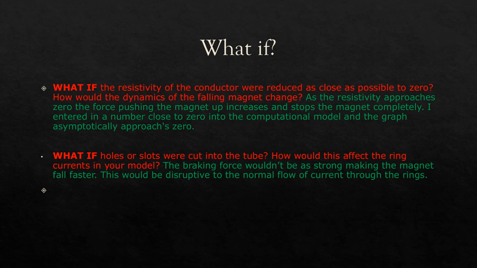What if holes or slots were cut into the tube? How would this affect the ring currents in my model? The braking force wouldn't be as strong, making the magnet fall faster. This would be disruptive to the normal flow of the current through the rings.